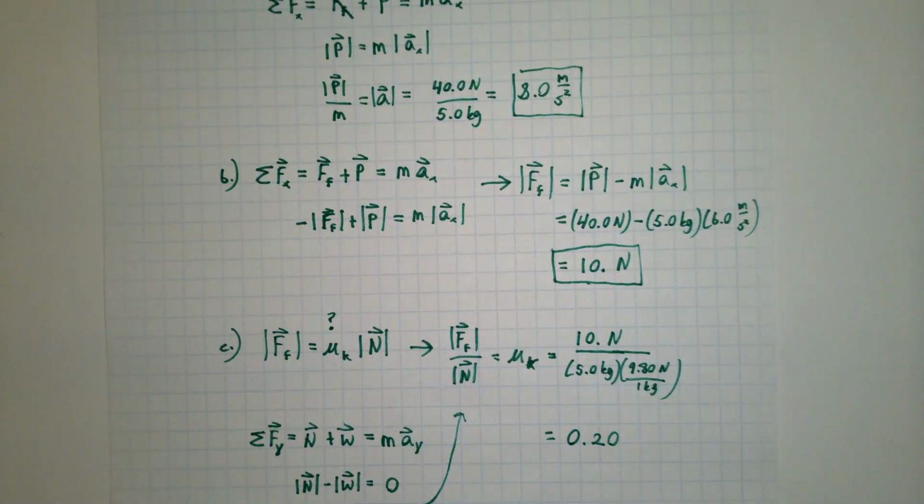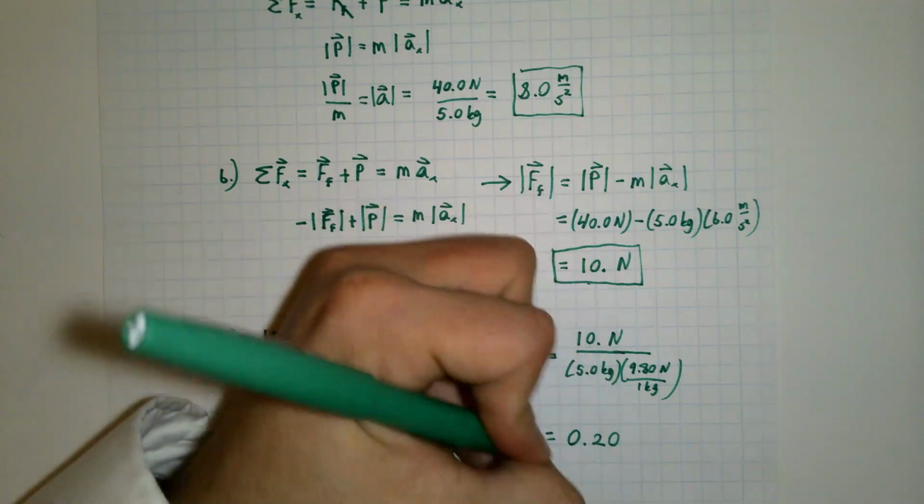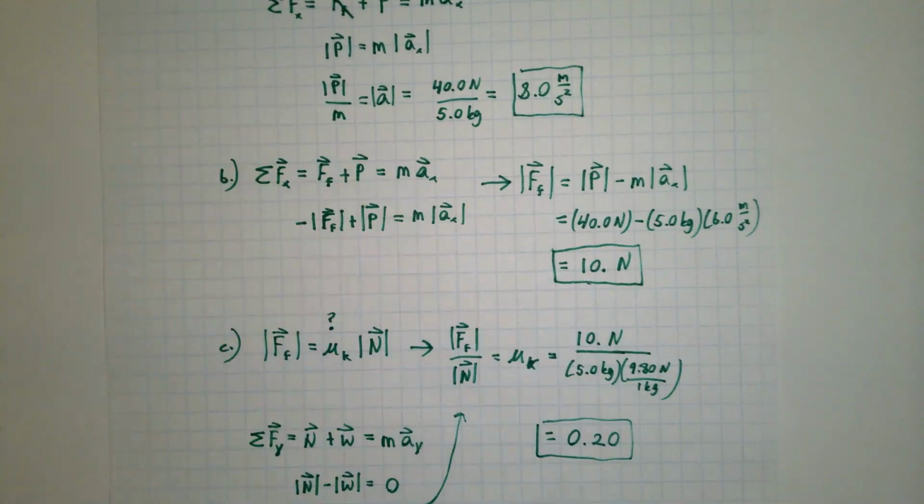Remember, that does not have units, because in the denominator we have kilograms times newtons per kilogram, so just newtons, which makes sense because everything here represents the normal force, which should be in newtons. Our numerator is 10 newtons of frictional force, and so we end up with a coefficient of 0.20. That's the mathematical relationship between our normal force and our frictional force.